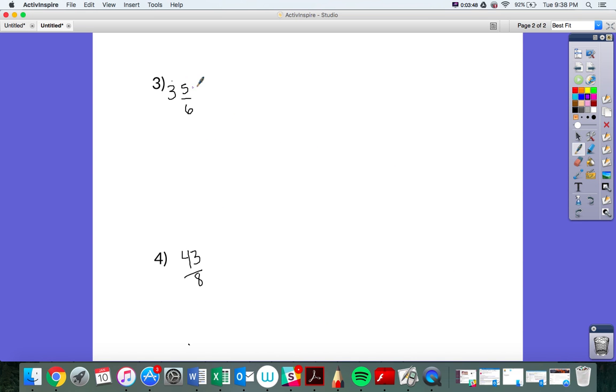So this one says 3 and 5/6. I'm going to do a similar situation. So I'm going to multiply my denominator by my whole number. So that's going to give me 6 times 3, which is 18 again. And then I'll have 18 plus 5, which is my numerator. And if I need to, because some scholars might not know what 18 plus 5 is, I know 8 plus 5 is going to be 13. Drop the 3, pop that 1. And then 1 plus 1 is 2. So my new numerator is 23. So that's going to give me 23 over my denominator, which is the same, 6.